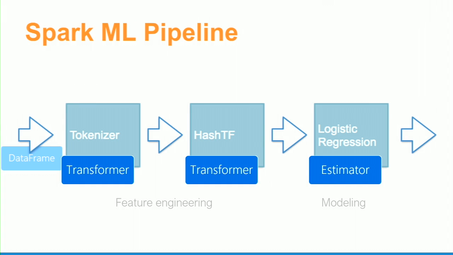So conceptually, it looks something like this. You have the input data frames from somewhere. You pass them through maybe a sequence of transformers, like tokenizing the text and doing hashing, you do feature generation through these steps. And then you run it through a model, right? Logistic regression, which is an estimator. And in the end, you get a model that comes out of this. Then you can take this model and apply it to new data in a separate sort of pipeline.